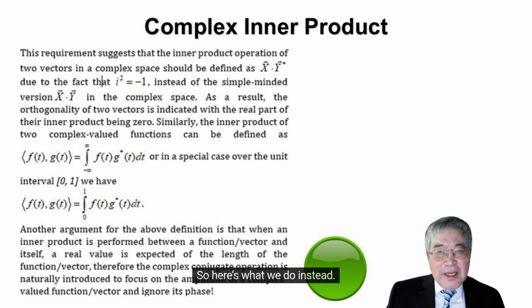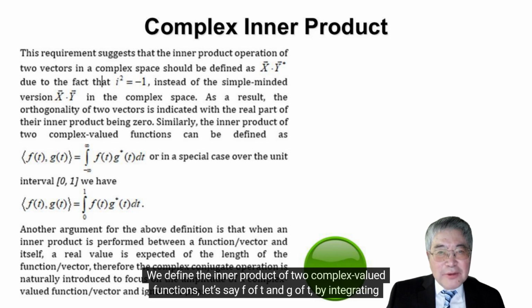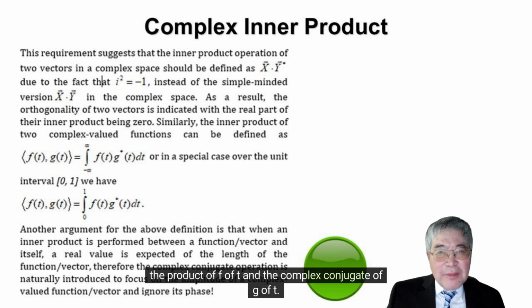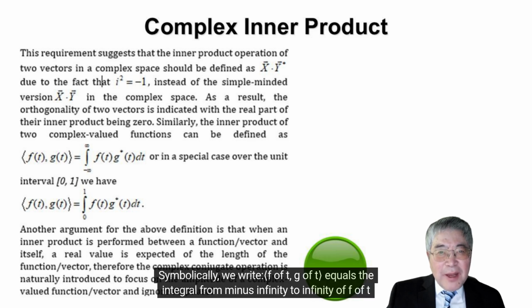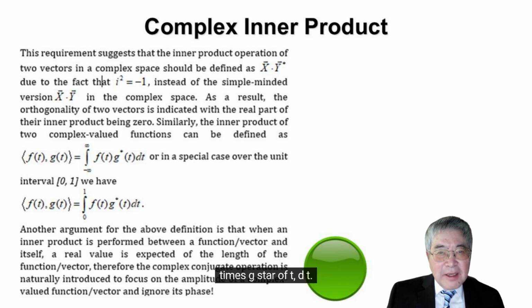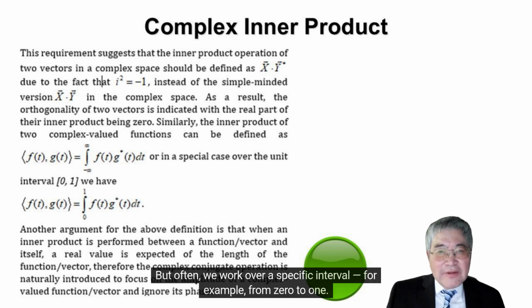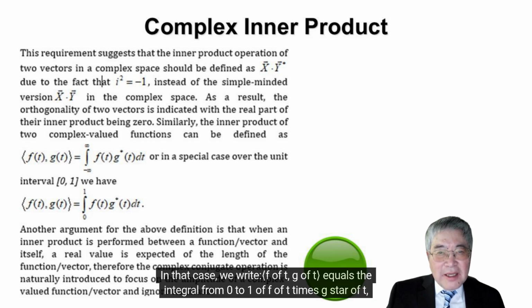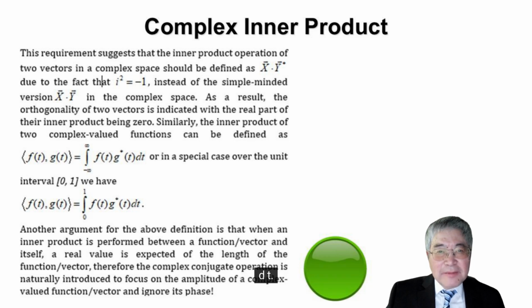So here's what we do instead. We define the inner product of two complex valued functions, let's say f of t and g of t, by integrating the product of f of t and the complex conjugate of g of t. Symbolically, we write the inner product of f of t and g of t equals the integral from minus infinity to infinity of f of t times g star of t dt. That's our general definition. But often we work over a specific interval, for example from 0 to 1. In that case, we write the inner product of f of t and g of t equals the integral from 0 to 1 of f of t times g star of t dt.